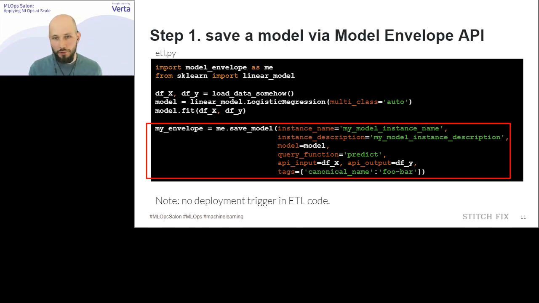We do have some required things that you need to provide. I'll dive into that a little bit, but essentially this is the minimal amount of code a data scientist needs to write to save a model into an envelope and then get it to production. In other frameworks, you typically specify, after saving the artifact, to actually go deploy it. At Stitch Fix, we don't do that. So there is no explicit deployment trigger in ETL code.